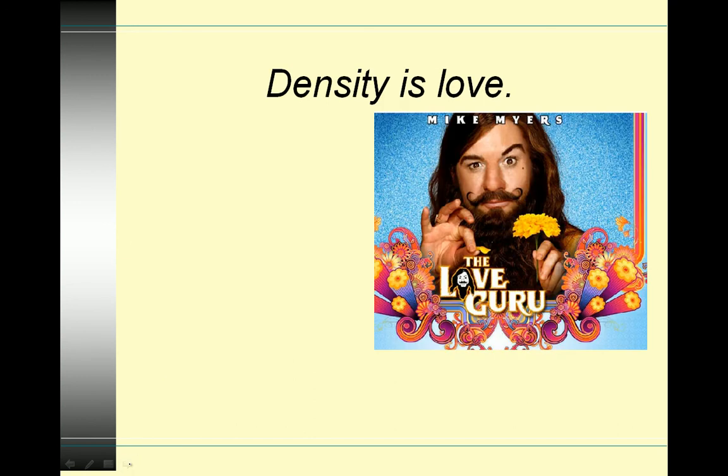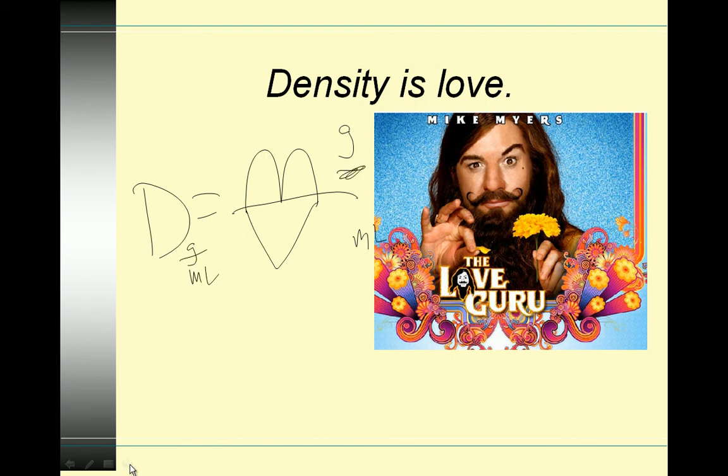Density is love. And what I mean by that is, look, the formula looks like a heart. Aw, mass over volume with a knife through it. Okay? So density is mass over volume. And remember, mass is typically in grams or something like it, and volume is in milliliters or liters or something like it. And the units for density are typically grams over milliliters, or whatever mass unit over volume unit.